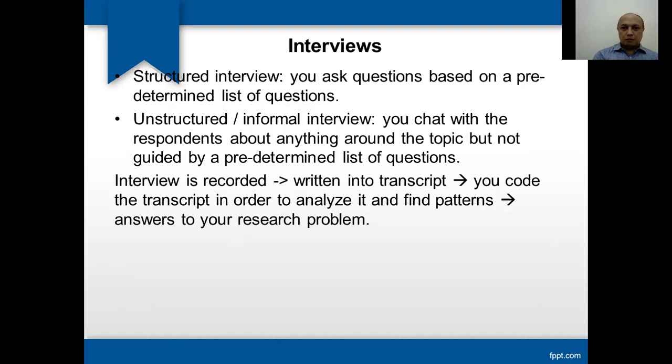Interview is usually recorded, and then written into a transcript. You have to write out whatever your respondents say onto a written form. That's the transcript. And then you code the transcript. You label the transcript using highlighter or underlining in order to analyze it and to find patterns of answers. And that's how you find the answers to your research problems. Okay, that's interview.